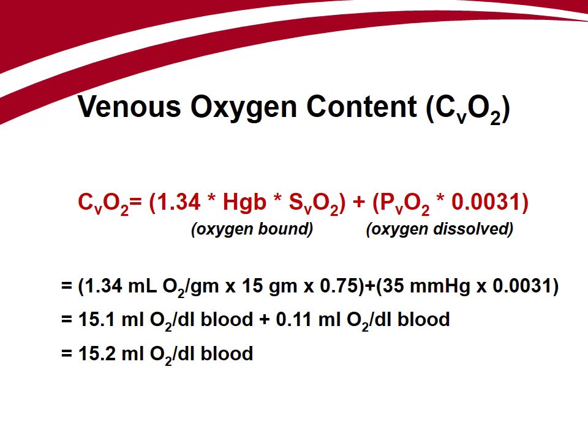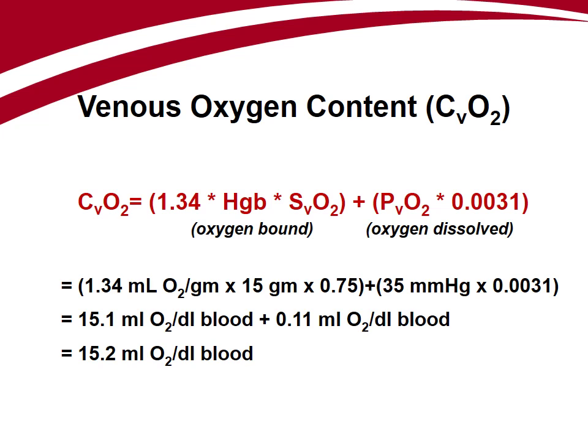To determine the oxygen content of blood returning to the right atrium, we calculate the venous oxygen content. We simply substitute the venous oxygen saturation and partial pressure of oxygen into our equation. Now, a normal mixed venous oxygen saturation, or SvO2, is around 75%. The PvO2 can be measured with a venous blood gas, but is commonly estimated as 35 millimeters of mercury.